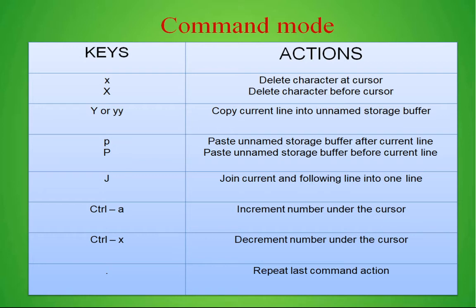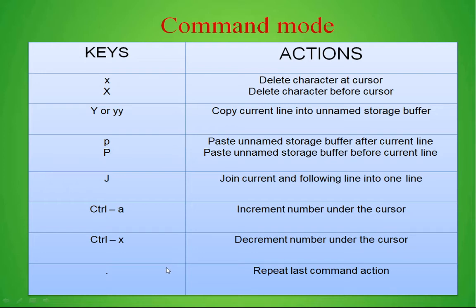Then Y or double Y copies the content of the line into the unnamed storage buffer. Then P and capital P: paste the unnamed storage buffer after the current line, and paste the unnamed storage buffer before the current line. Capital J joins the current and following line into one line. If you want to join or concatenate two lines, you make use of the capital J letter. Then Control A increments the number under the cursor.